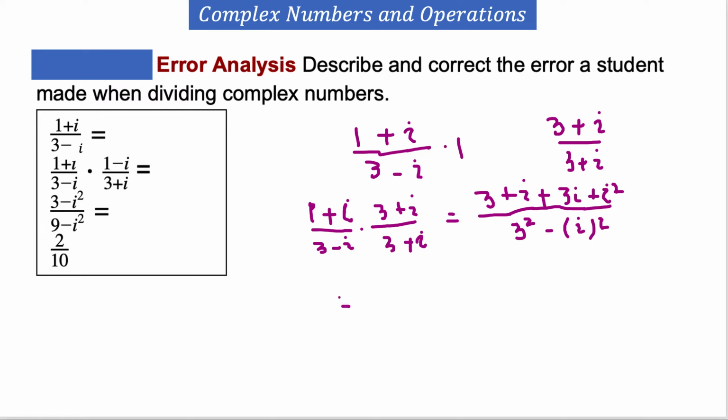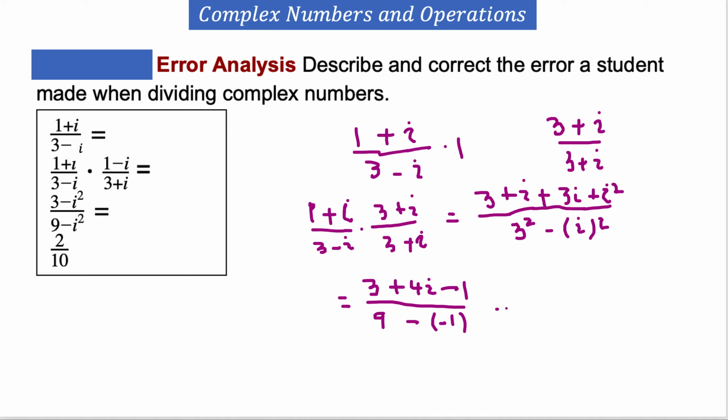Let me simplify this a little further. Here is a 3, and looking at like terms, plus i plus 3i is plus 4i. And what do I have here? Plus i squared, but i squared, as we explained in the previous video, is equal to minus 1. So I can write minus 1. And now 3 squared is 9, with a minus sign, and i squared is minus 1.